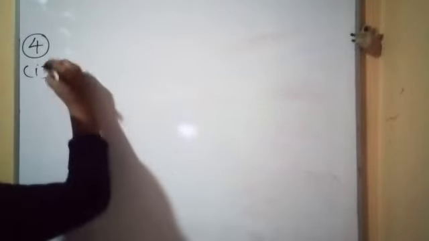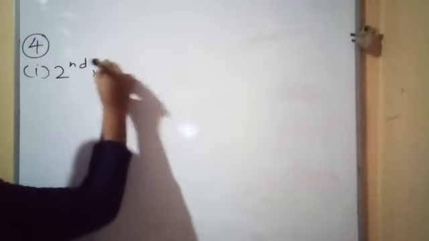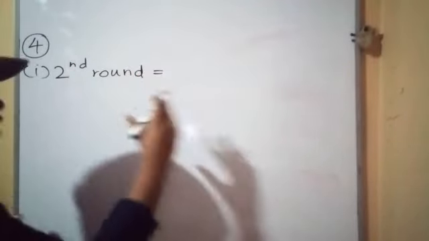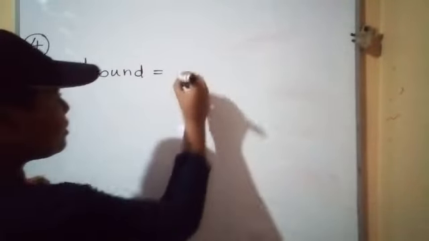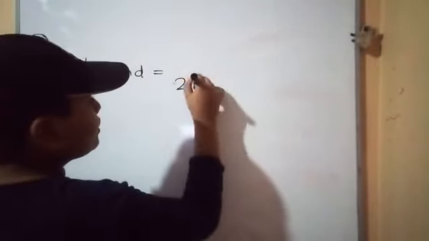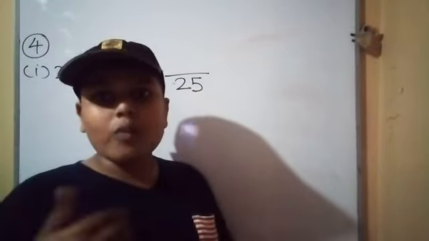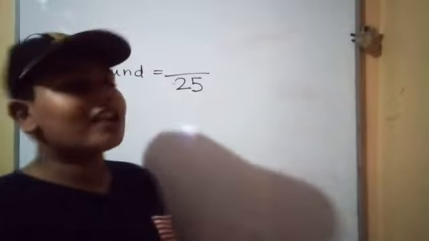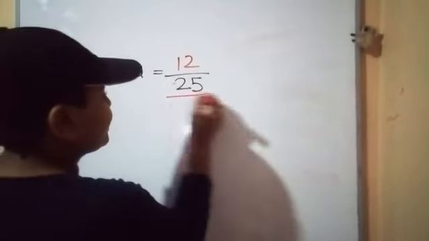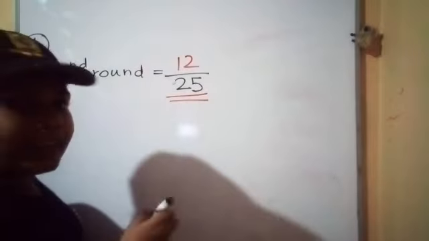Now how many contestants participated in the first round? All are 25. But how many qualified to the second round? 12. That is the fraction: 12 over 25.